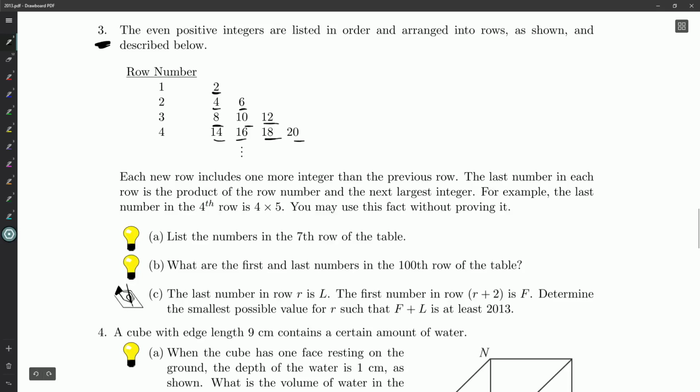Each new row includes one more integer than the previous row. The last number in each row is the product of the row number and the next largest number. For example, the last number in the 4th row is 4 times 5. You may use this fact without proving this.